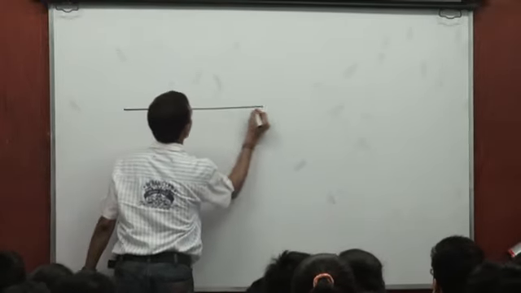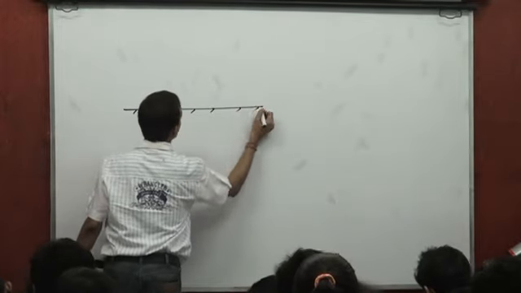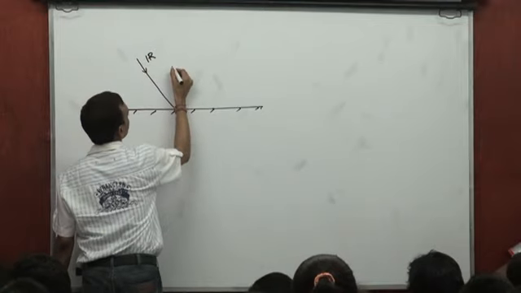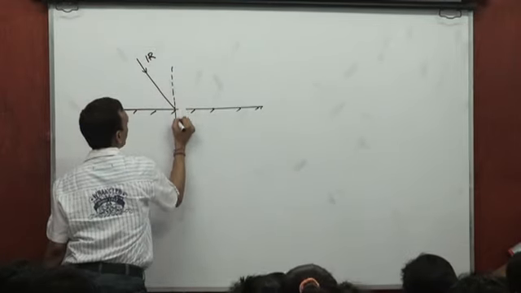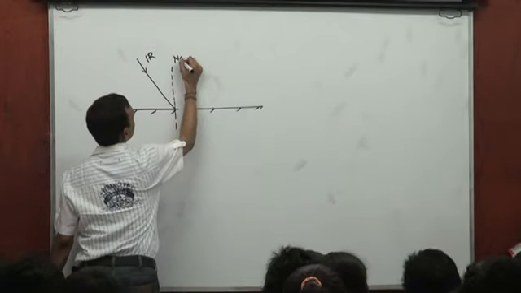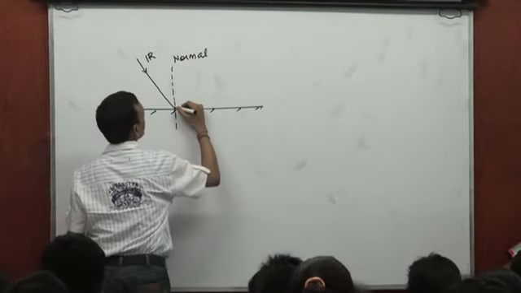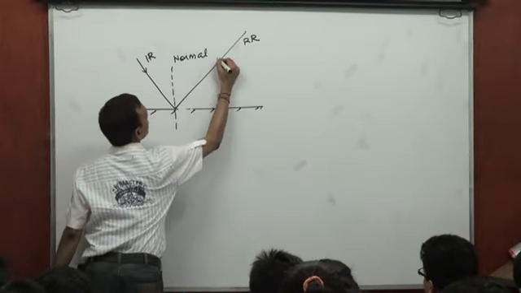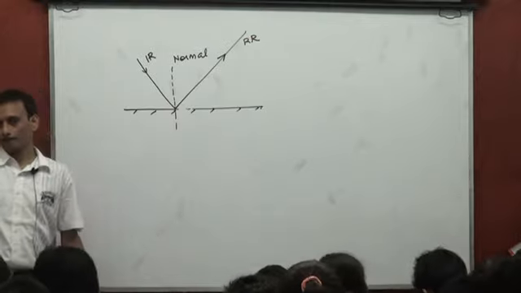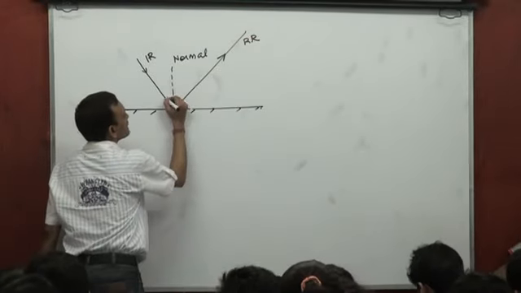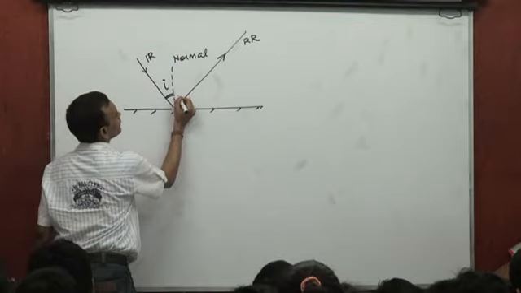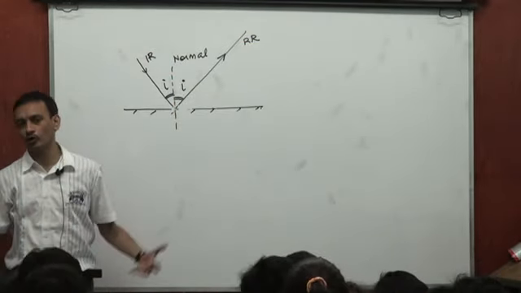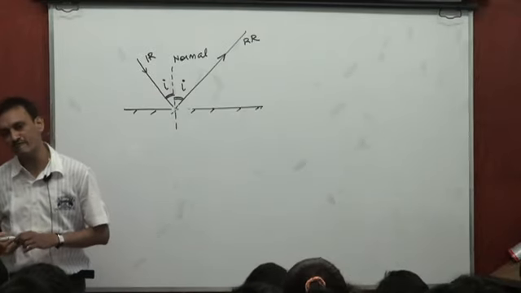Say, this is a mirror. This is an incident ray. This is the normal at the point of incidence. This is the reflected ray. Let's say this is the angle of incidence I. This would be the angle of reflection, which is also I. We've already figured that out: angle of incidence equals angle of reflection.